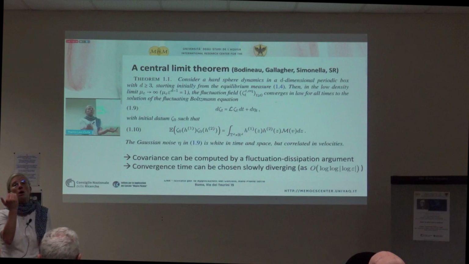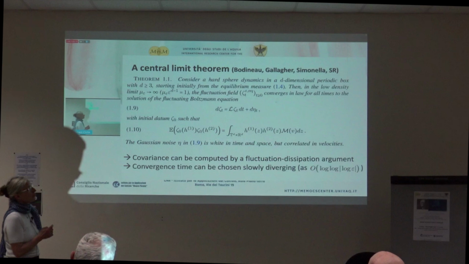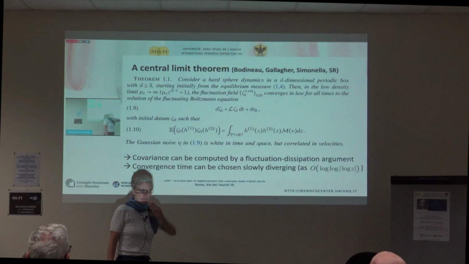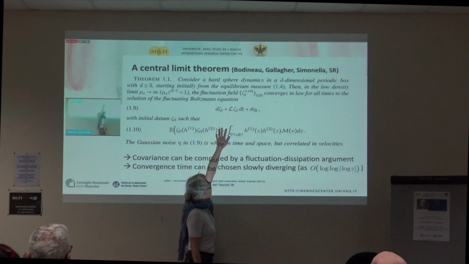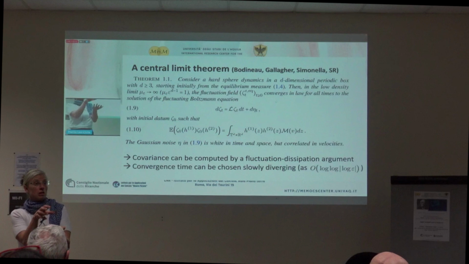So I said that the law of large numbers is not very interesting because we know it's just a stationary solution. But now the fluctuation field that I just defined will converge in law. So it's really a random variable, and you only know the law of this random variable, which converges to the solution of a rather complicated equation. Maybe I will not give all the details, but it's a random variable, so it has a deterministic part here, which is just a linearized version of the Boltzmann equation. So you take the Boltzmann equation and just replace the quadratic term by its linearization around the global equilibrium.